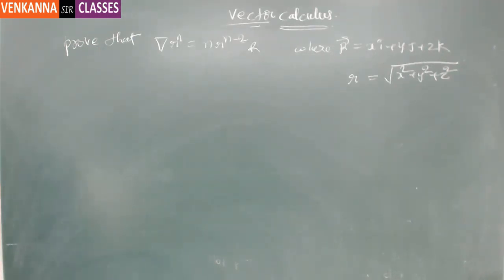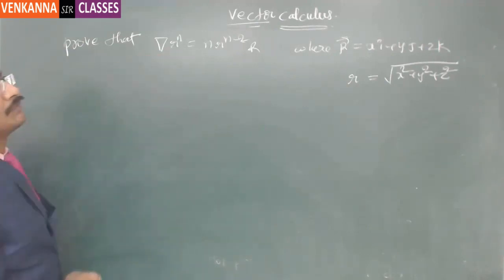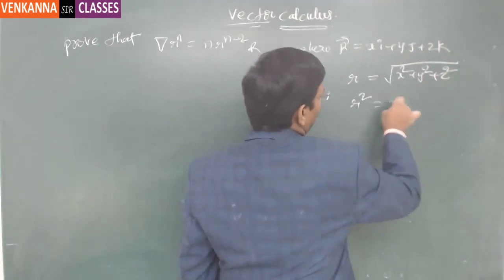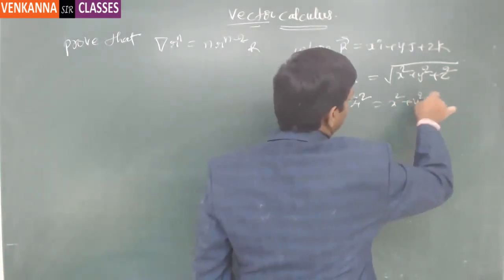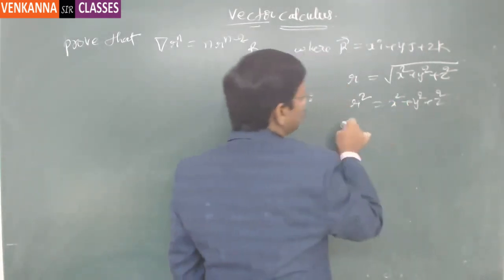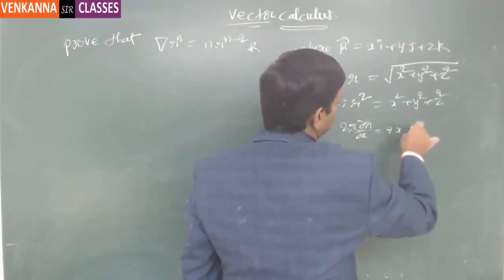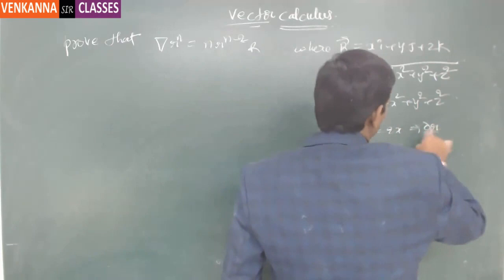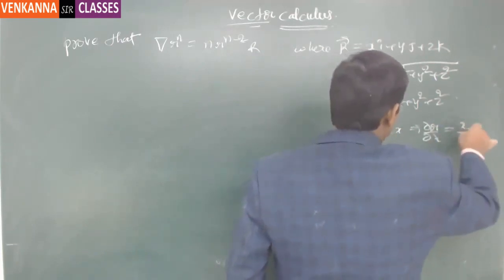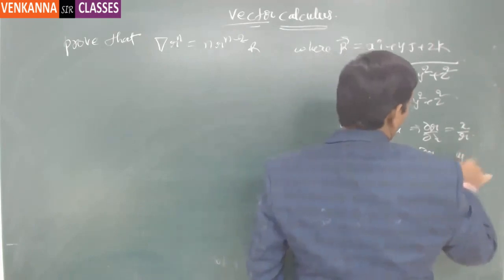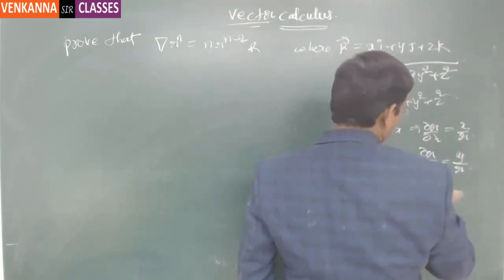Done? Okay, great. So let me prove this. See this, del r power n. So r squared is equal to x square plus y square plus z square. Differentiating with respect to x, 2r dou r by dou x is equal to 2x. It implies dou r by dou x is equal to x by r. Similarly, dou r by dou y is equal to y by r, and dou r by dou z is equal to z by r.